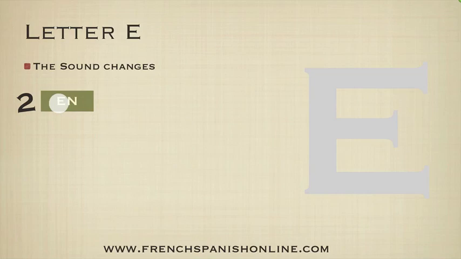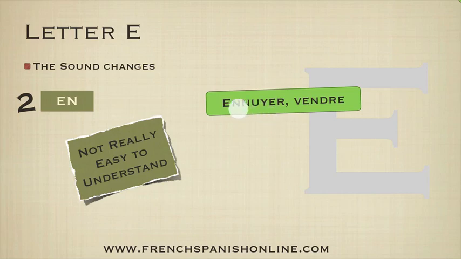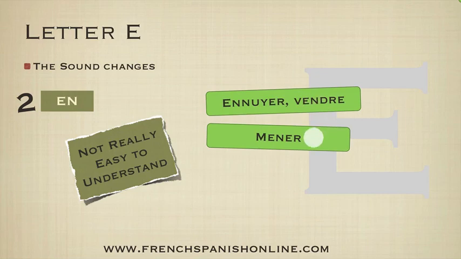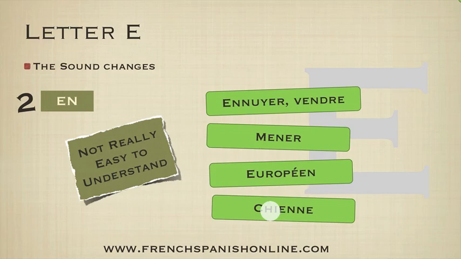E with the consonant now, so E with N. It's not really easy to understand because we have many different pronunciations. For example, here we have the pronunciation en, ennuyer, to annoy, ennuyer, vendre, to sell. But we have also here, mener. So the sound is un. Mener, to lead. Or, at the end of the word here, we have the sound un. Européen. Européen. Here we have the sound N, chienne, the female name for dog, chienne. So we have here 4 different pronunciations for the same couple of letters, E and N.